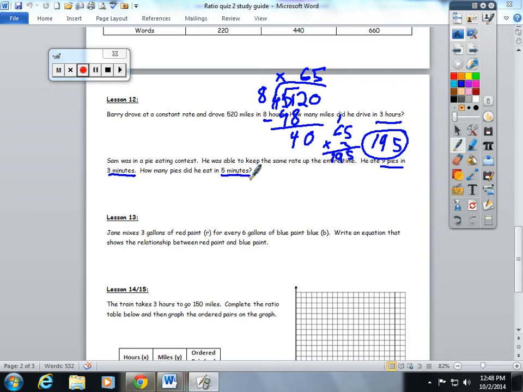Okay, so first I did 9 divided by 3, which would be 3. And then you times it by 5, which would get 15.